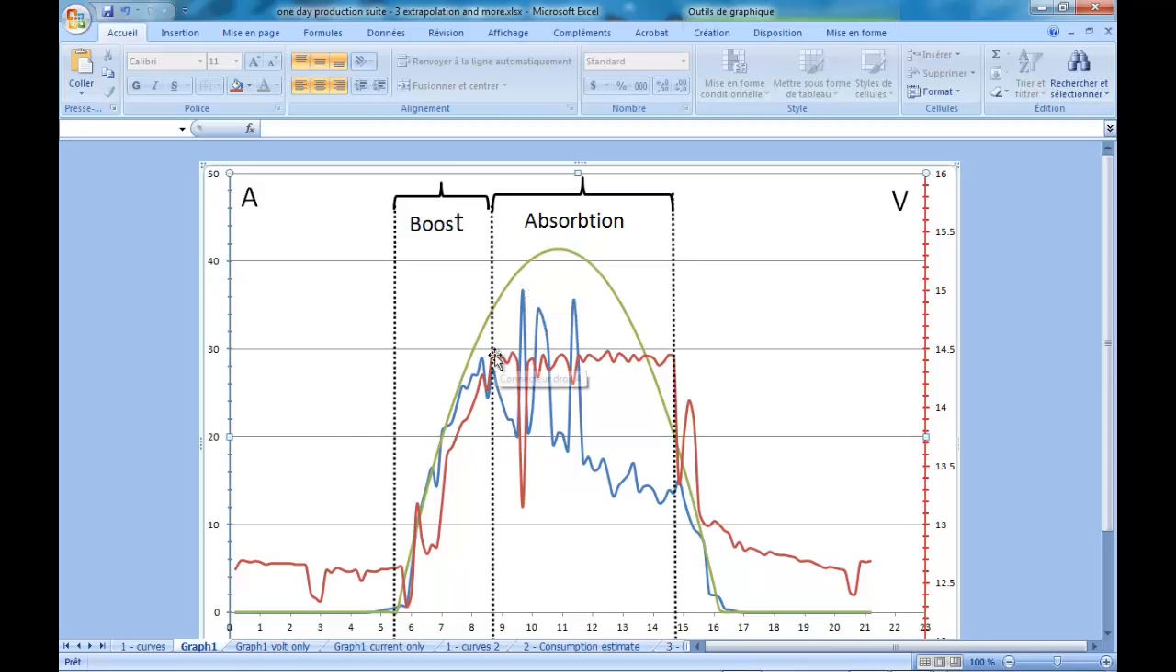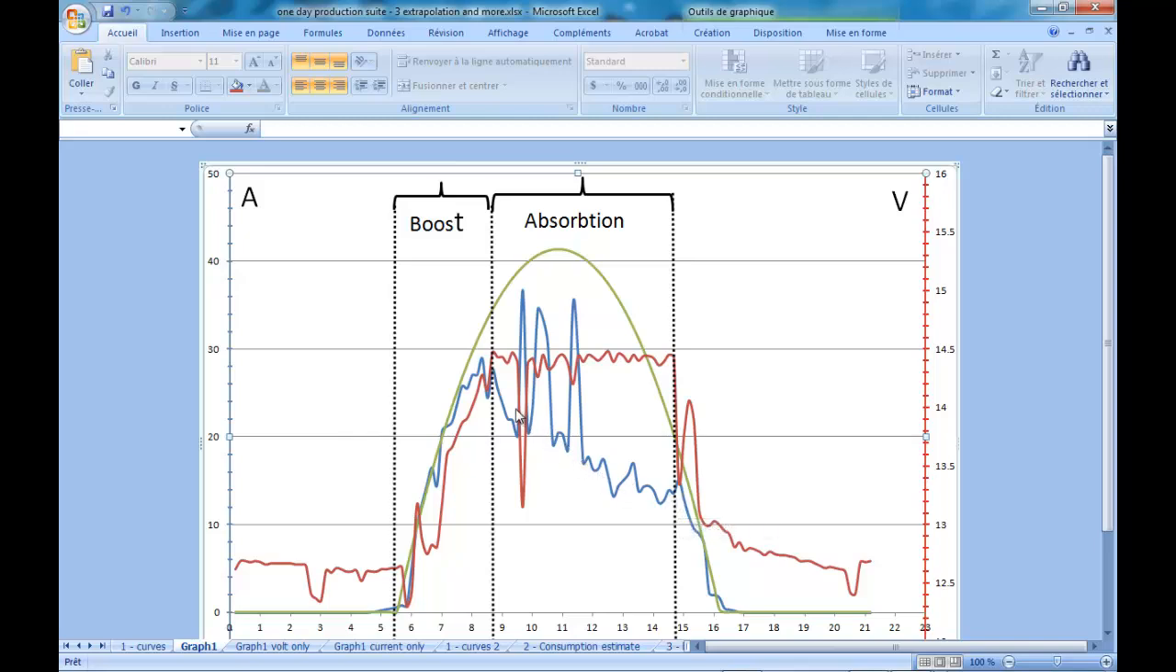So what happens? The battery charger, the EPSOLAR, is regulating at 14.4. In order to do so, it has to reduce the amount of amperage, the amount of current it is pushing into the battery.